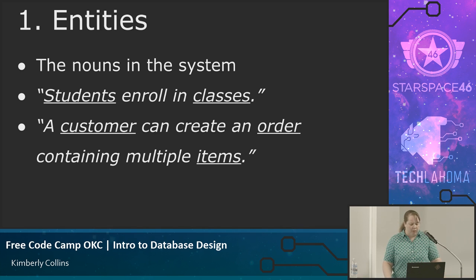Another example, in an ordering system, customers are creating orders that contain items. So those three nouns, customer, order, and items, most likely are going to be tables or entities in our system. And you notice that some of these are singular, some are plural. I don't really have a strong preference either way, as long as you keep it consistent. So if your database has singular words for table names, stick with that. If they're plural, that's fine too, but try not to mix them.